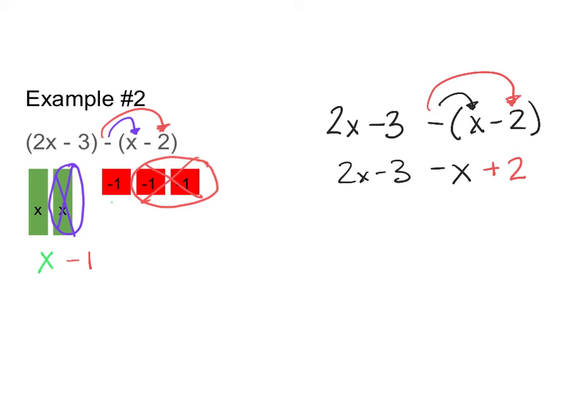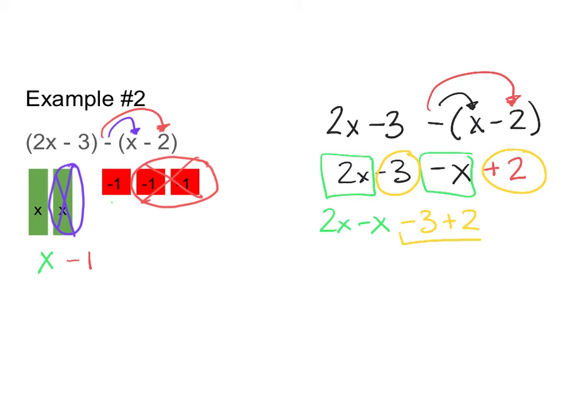So then let's go ahead and combine like terms. I have a 2x and a minus x. So 2x minus x. And then I have a negative 3 plus 2. So I'm going to go ahead and do that. Combine my like terms. So 2x minus x is x. And then I have a negative 3 plus 2, and that would be negative 1. And that would be my final answer. And this is how you do it with models. So the next one, we're not going to have models. I'm going to do it without models to show you how to do that.